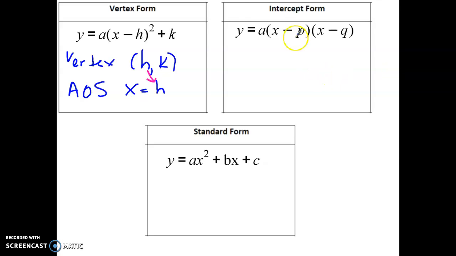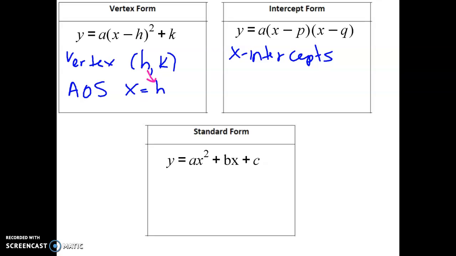All right, the next form that we have is intercept form. Notice that vertex form has an a, and intercept form has that same a, only it is written (x minus p)(x minus q). We're going to learn how to do this over the next couple of days. And this one gives us our x-intercepts.